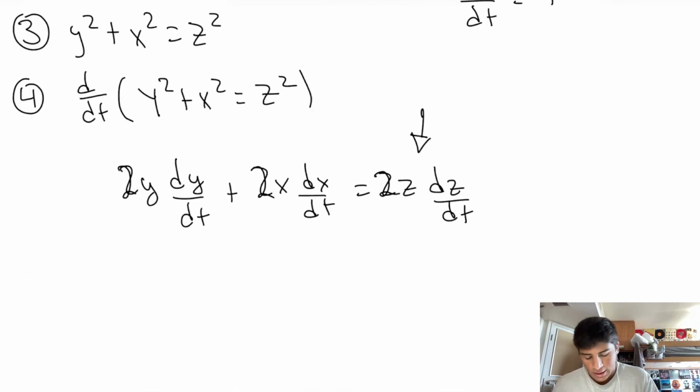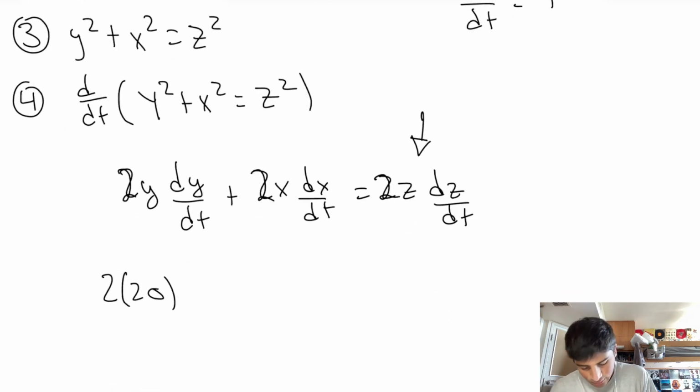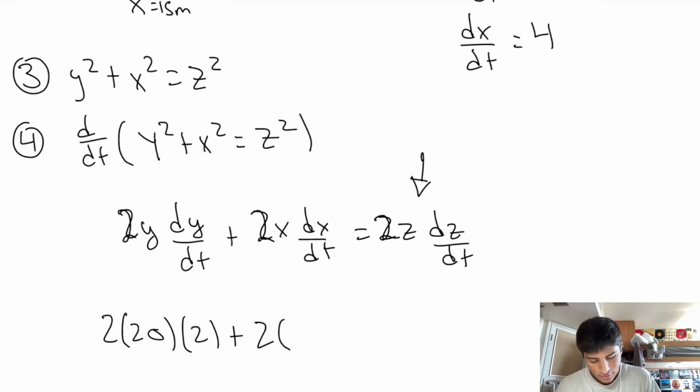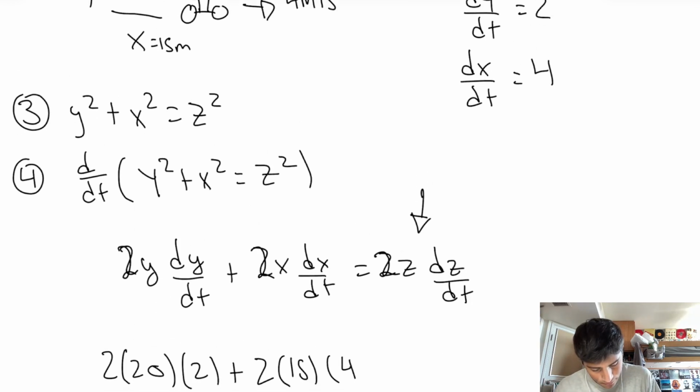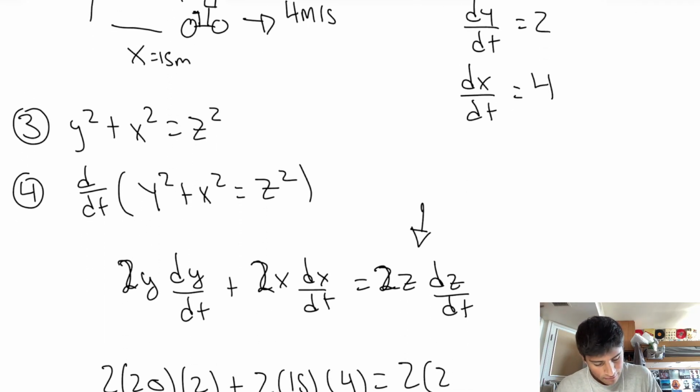Y equals 20. 2 times 20 dy over dt equals 2, plus 2 times x is 15, dx over dt, 4, equals 2 times, we know z is 25, times dz over dt.